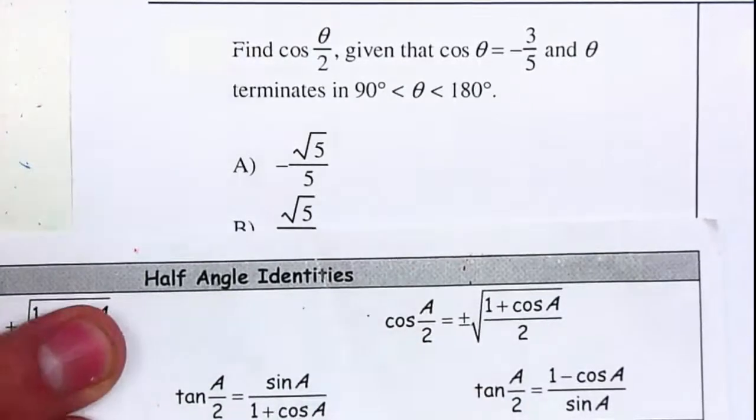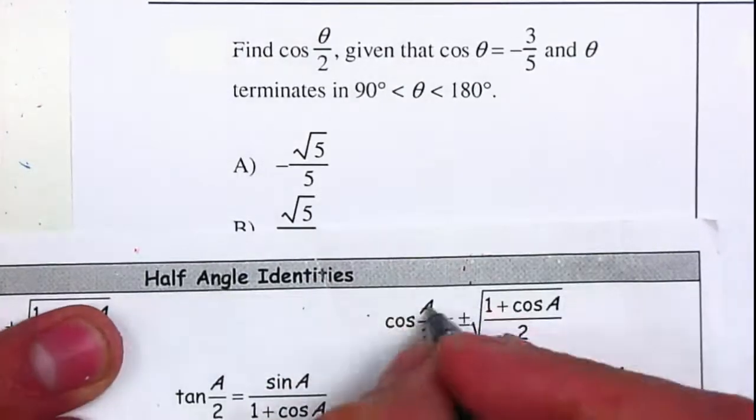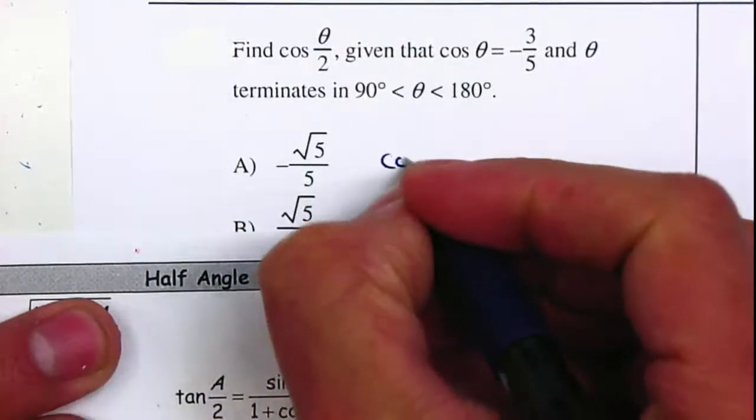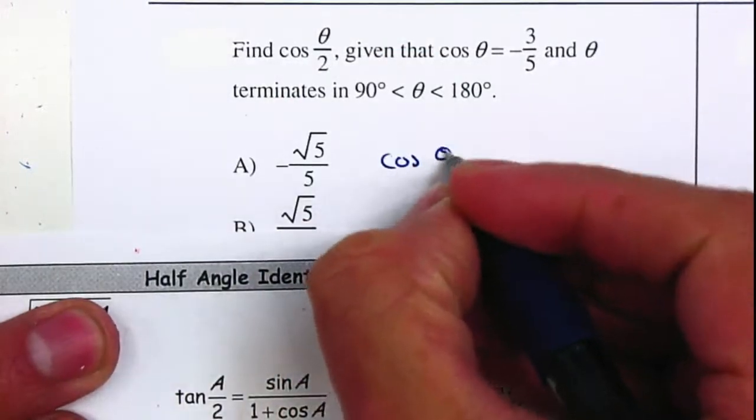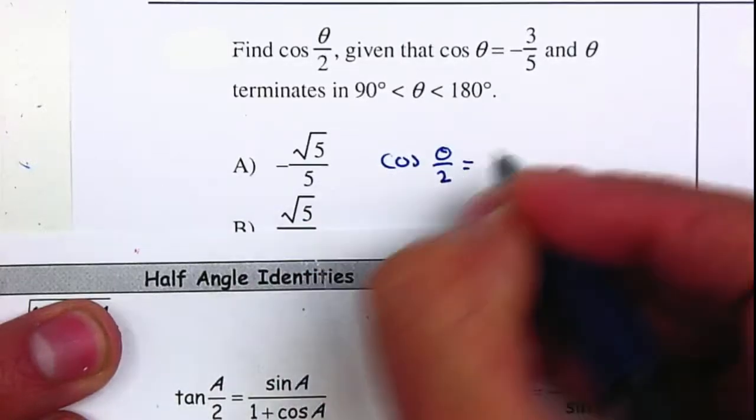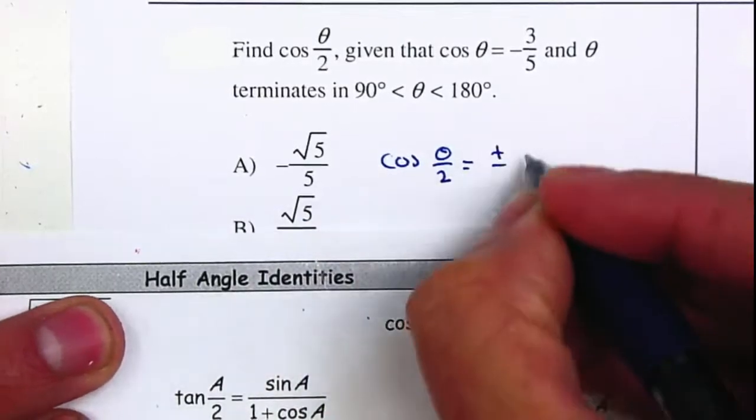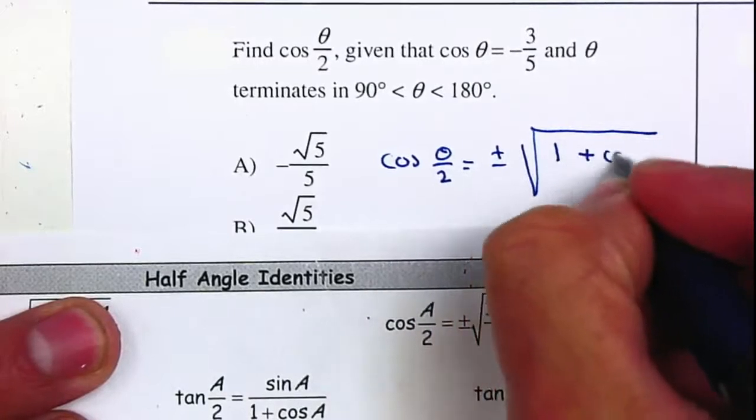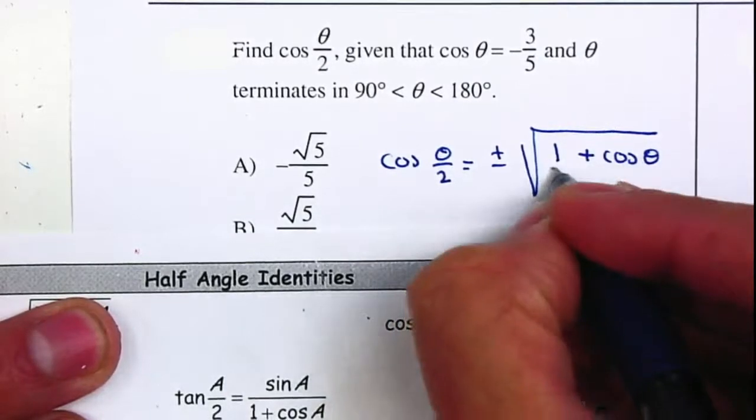So I'll be using this one here. Let me go and write it down. A will be the value, will be theta. So it gives me cosine of theta divided by 2 is equal to plus or minus the square root of 1 plus the cosine of theta, divided by 2.